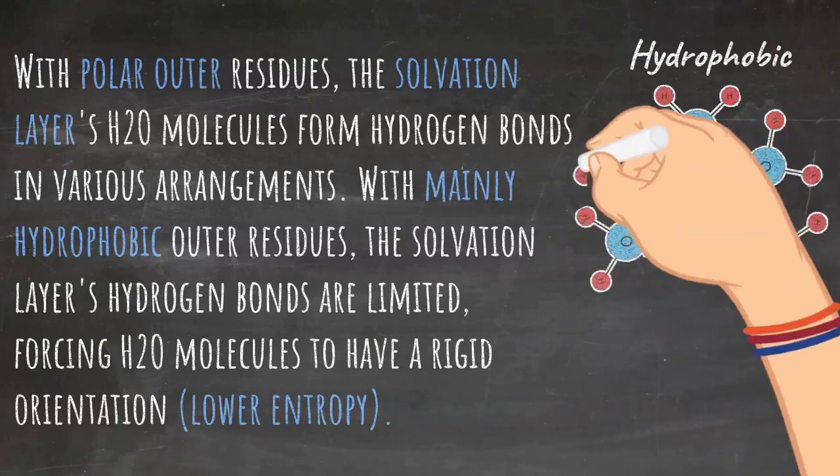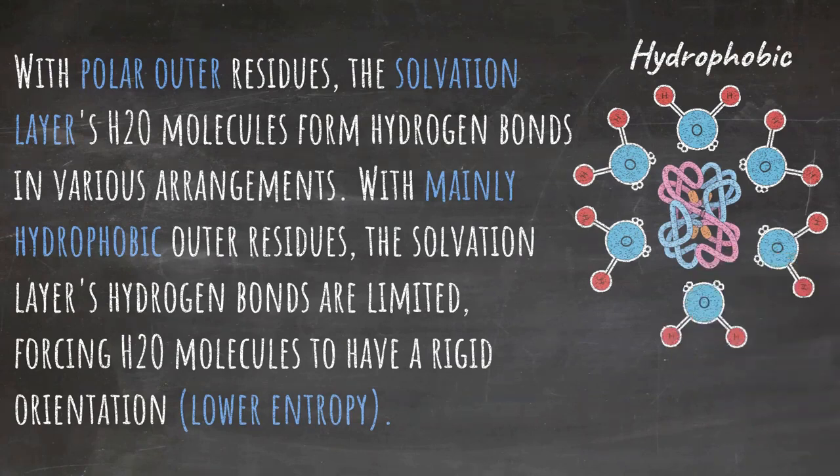So this requires the water molecules to be oriented more rigidly, resulting in an unfavorable reduction in the entropy. So you'll be able to see in the image on the right how all of the water molecules are arranged in such a way that they're just kind of like little open triangles around the protein. So that is what would happen with a hydrophobic protein.